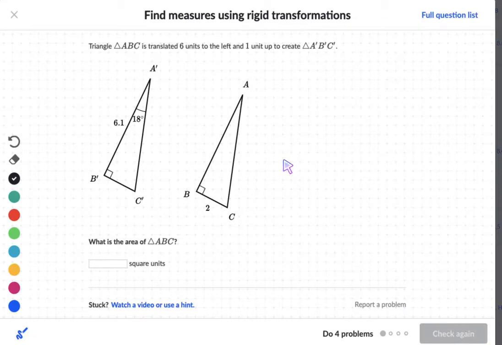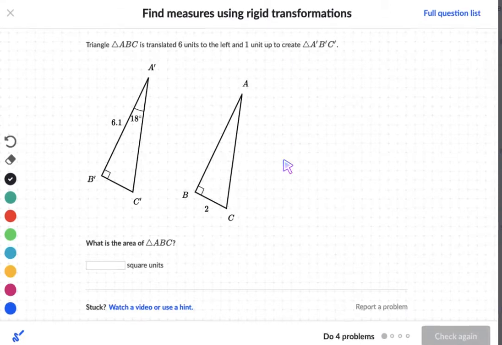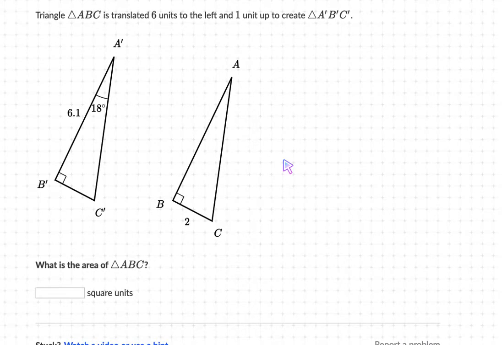Okay, so here is an example of a type of problem that you could be asked. In this problem, they're telling you that triangle ABC is translated 6 units to the left and 1 unit up to create triangle A prime, B prime, C prime. Go ahead and pause the video and try it on your own first. They want to know what's the area of triangle ABC.